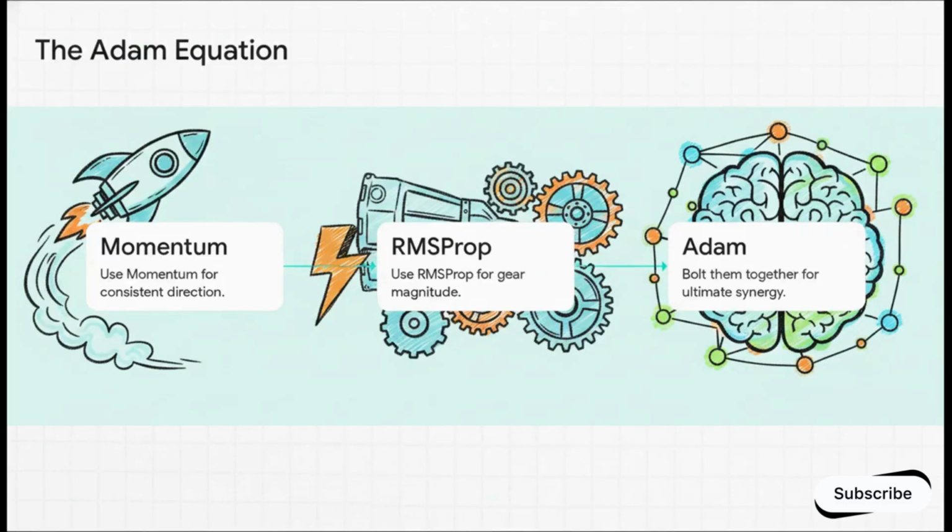If you literally take the momentum equation, which builds speed in a consistent direction, and you bolt it directly on top of the RMSProp equation, which acts as the automatic transmission controlling the gear magnitude, you achieve ultimate engineering synergy. That combination is the Adam equation. Whenever you hear about Adam training massive models, what you are actually watching is RMSProp dynamically scaling the learning rate right there in the denominator.